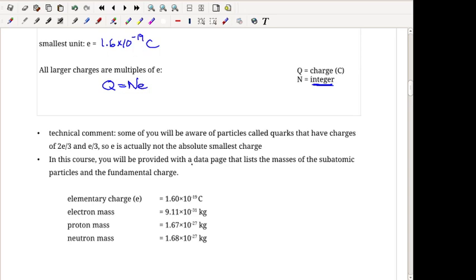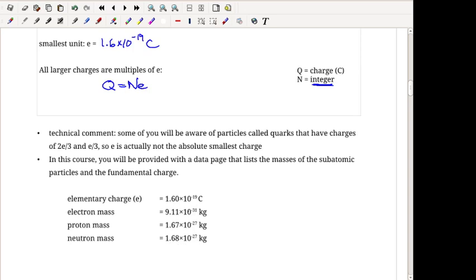In this course, you will be provided with a data page that lists the masses of the subatomic particles and the fundamental charge. So the fundamental or elementary charge, e, is 1.60 times 10 to the minus 19 coulombs. And there you have the mass of the electron, proton, and neutron. Notice that the electron's mass is quite a bit smaller than the proton and the neutron's mass. The proton and neutron masses are almost indistinguishable. They're very, very close to each other.